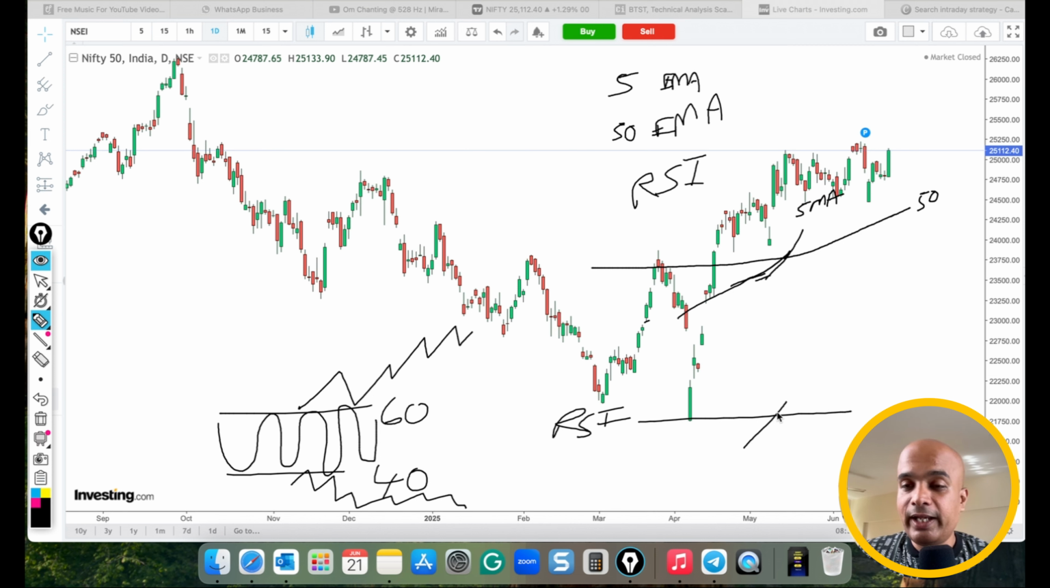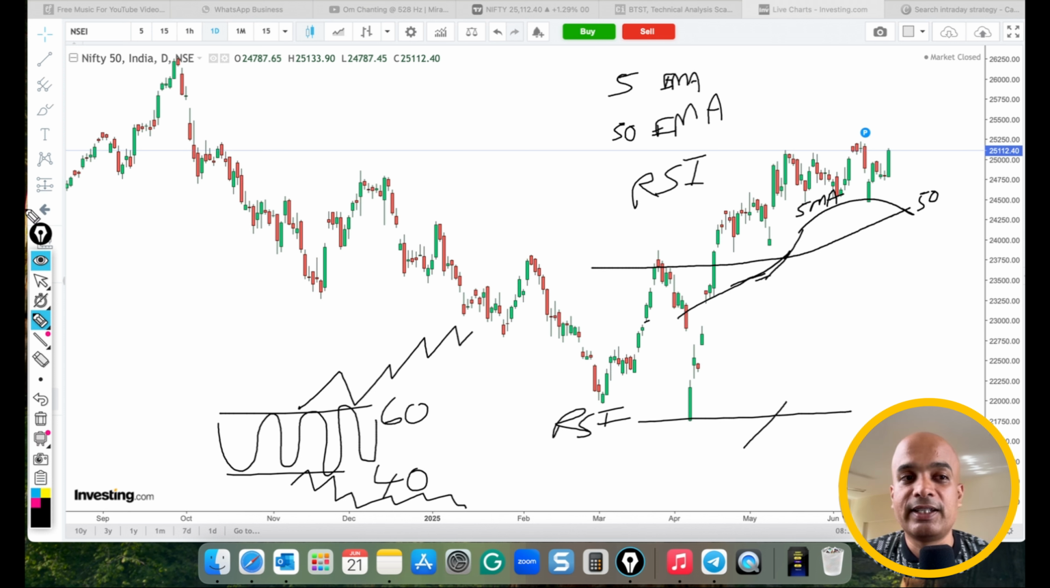Let's say today the 5 EMA crossed above the 50 EMA, but RSI didn't cross 60 today, but RSI crossed tomorrow, just one day after. Then also this trade holds good, which means you need to take the trade only when the 5 EMA crosses above the 50 EMA and RSI crosses above 60. That is the basic entry rule. And for the exit rule, we don't consider the RSI. Whenever the 5 EMA crosses below the 50 EMA, closes below the 50 EMA, you have to exit. So this is the entry rule, this is the exit rule.